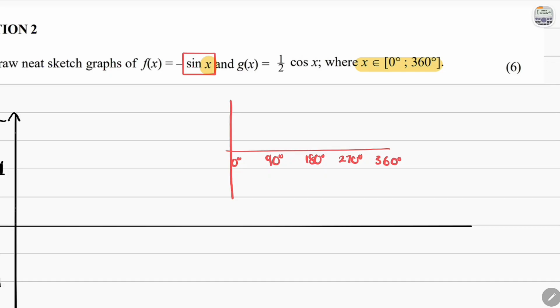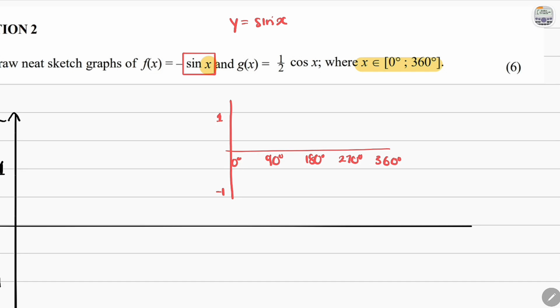Then, if the graph just said sine x, so y equals sine x, it means there's an invisible 1 in front of sine. So that would mean that your graph reaches a highest of 1 and a lowest of -1. Okay, maximum of 1, minimum of -1. And then this is what the pattern of the sine graph looks like.